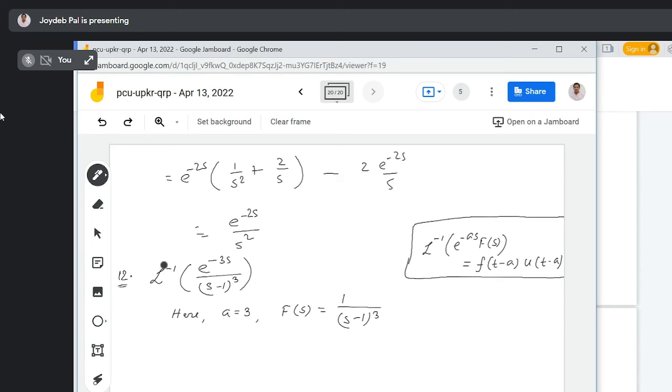Now u(t minus a), that we can write u(t minus 3) हो जाएगा. Now what is f of t minus 3? f of t minus 3 we have to find, na? Then only we can write the answer. It is f(t minus a) u(t minus a). तो u(t minus a), ये तो u(t minus 3) हो जाएगा. But what is f of t minus 3? For that first you need f(t). Then you can find f(t minus 3).